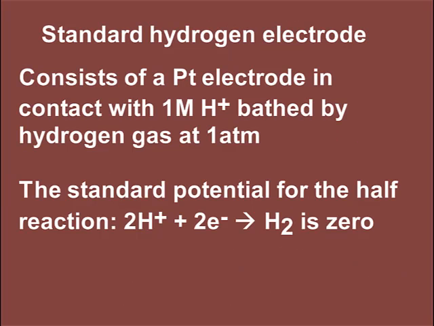Here we have the standard hydrogen electrode. The standard hydrogen electrode consists of a platinum electrode in contact with a 1 molar hydrogen ion solution bathed by hydrogen gas at 1 atm. Basically, I have hydrogen ions and hydrogen gas. The standard potential for this half reaction is 0. In other words, we base all other reduction potentials on hydrogen.